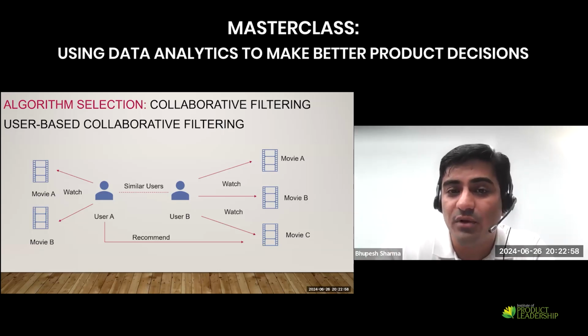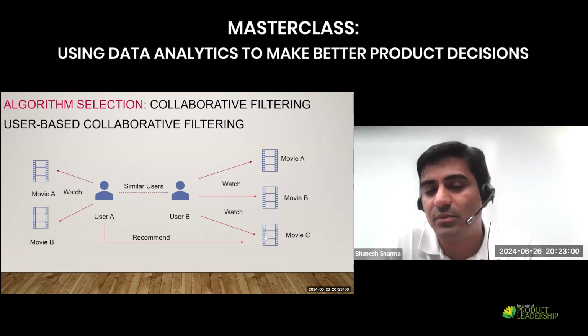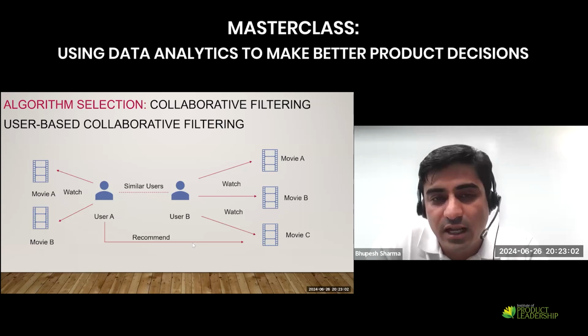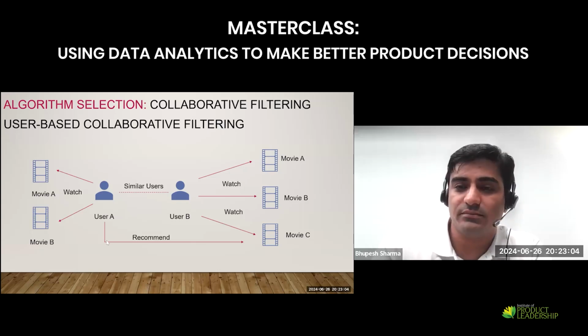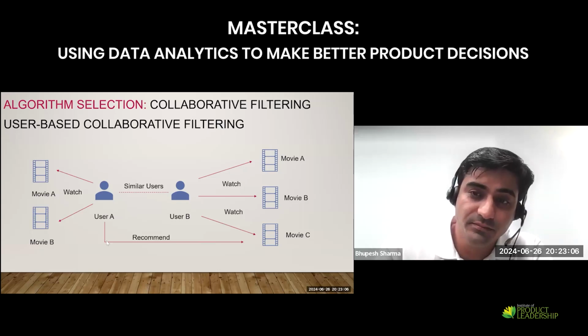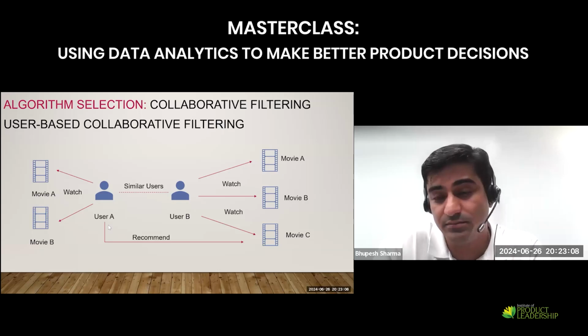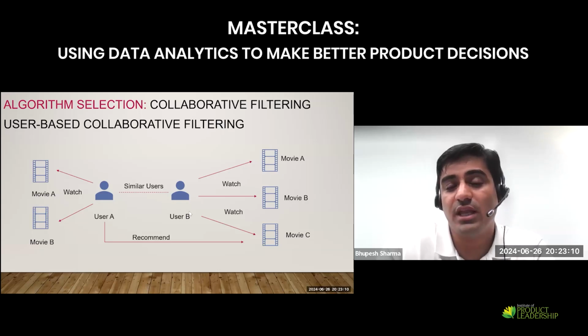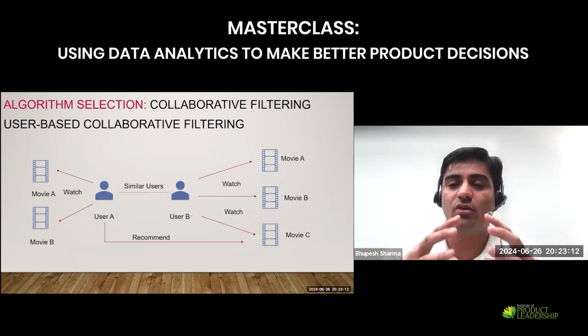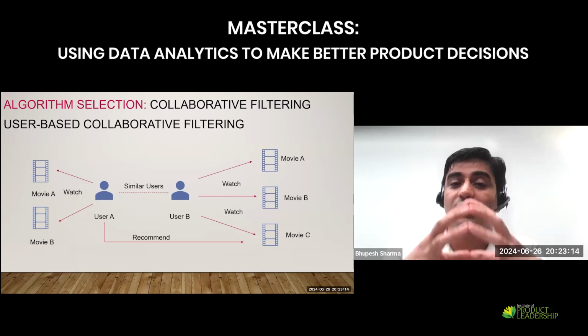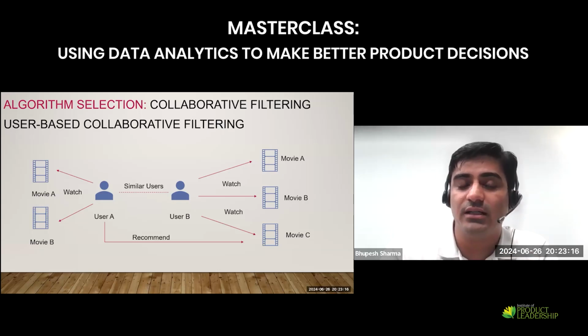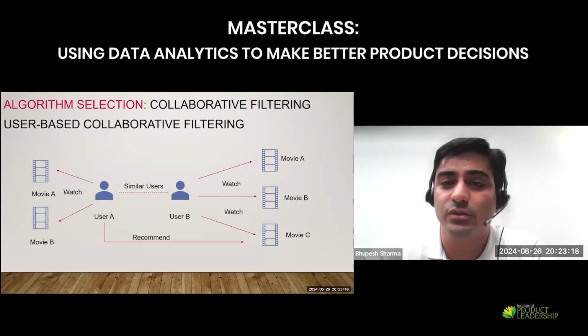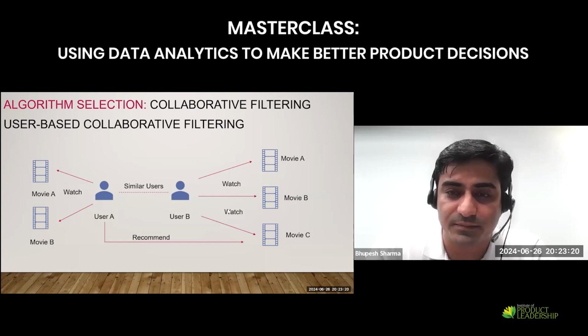So in this example, what happens? User B has watched C and liked it. It will get recommended to user A. If user A clicks on it, watches it, likes it, then user A and B become a stronger cohort, a stronger cluster, so that these recommendations are very well used to give to each other.